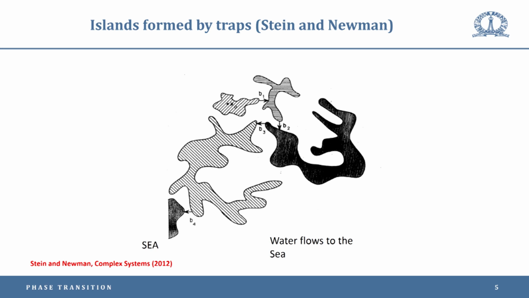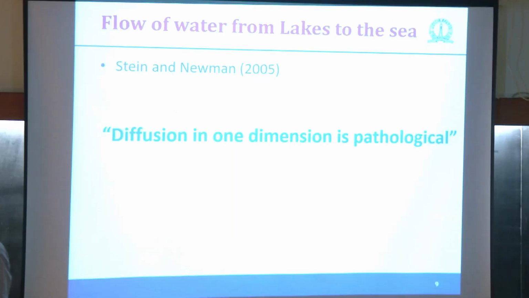if there is a huge disorder, that means you just make one very weak link, you can really slow down water's migration. Why is it so? The one dimension is very important. These two gentlemen said, diffusion in one dimension is pathological.